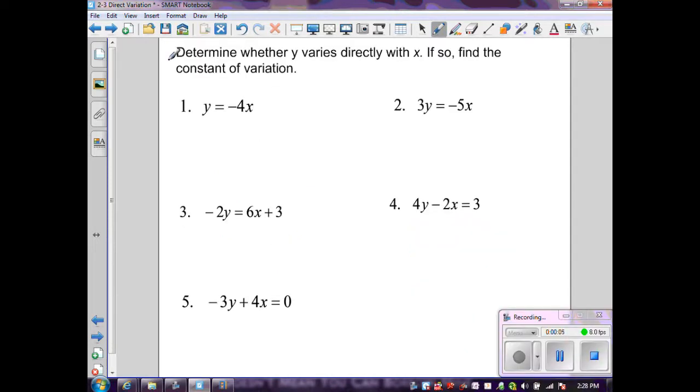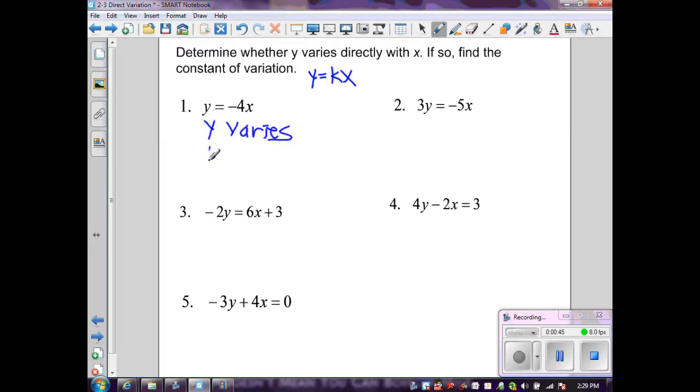Our next examples, they want us to determine whether y varies directly with x if we're given an equation, and if so, we want to find the constant of variation. So recall, we need to write our equations in the form of y equals kx. If we can do that, then it does vary directly with x, and k would be my constant. I also would want to make sure that my coefficient on y is 1. So here, it is automatically written in that form, here's my coefficient of 1 on y, and I have k being -4x, so this does vary directly. So this is y varying with x.